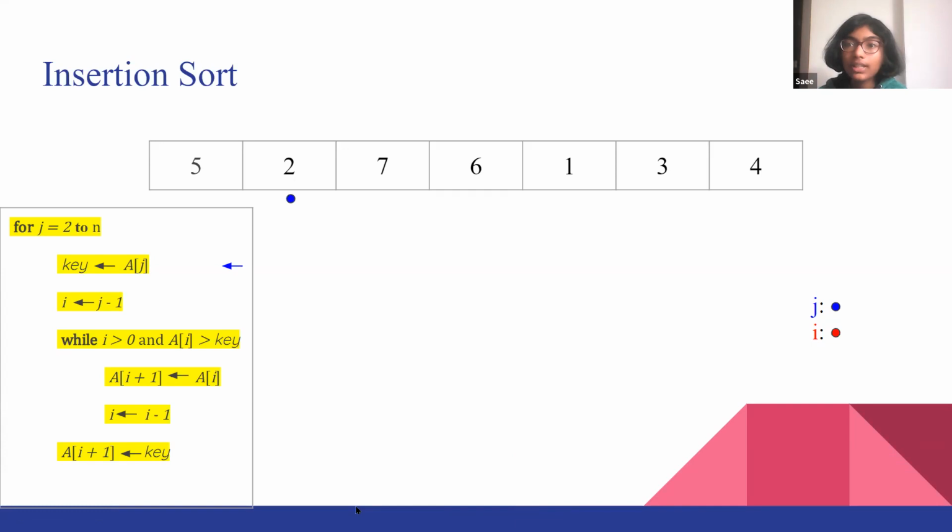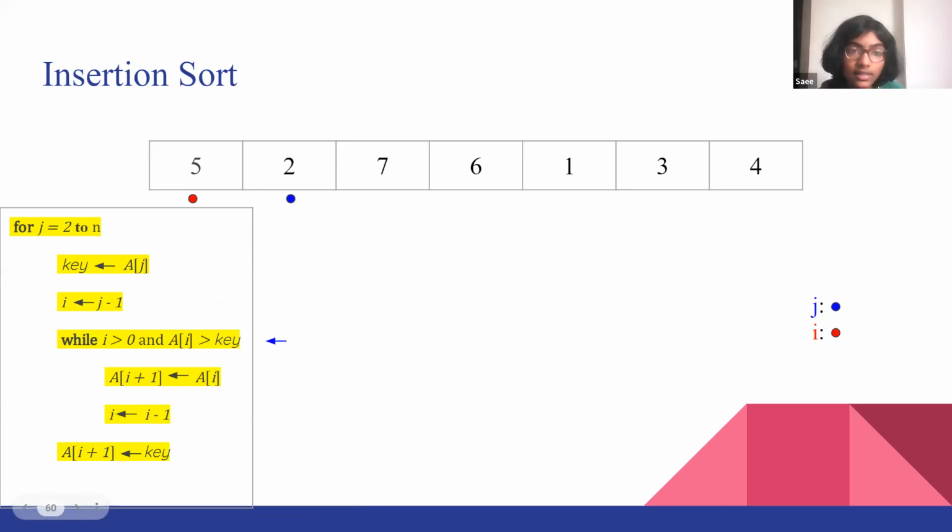Can you see over here to the top right? I'm going to write the value of key. We have 2. Now I'm going to set i to j minus 1. So what will be the value of i? 1. Awesome. So this is i. Is everything clear till now? Okay. Now the while loop comes in.